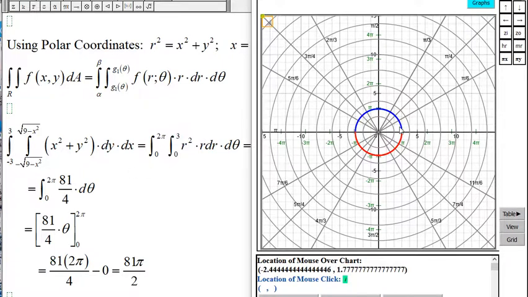This top half here is the equation y equal to the square root of 9 minus x squared. The bottom half of this circle here is y equal to negative square root of 9 minus x squared. And so that's the y. And then we can see that the x ranges from negative 3 to 3.